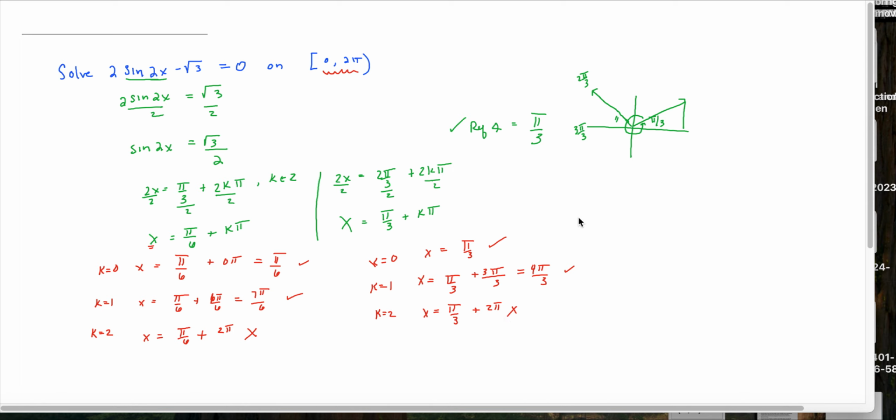So I actually have 4 solutions to this equation on the interval from 0 to 2 pi. And they are pi over 6, 7 pi over 6, pi over 3, and 4 pi over 3. So when you're solving for that angle that has a number being multiplied in front of the variable, we really want to think about how many solutions we're going to have on that interval.